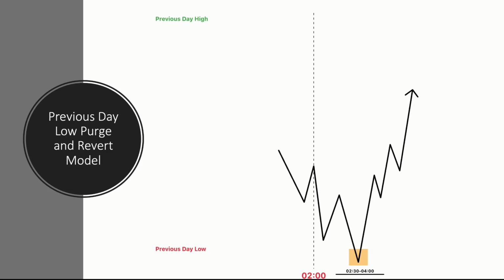Now we're going to take a look at the previous day low purge and revert model, where we see that around 2 a.m. a manipulation leg begins, and the market draws towards the previous day low. The moment that the previous day low gets dispersed during 2:30 to 4, we're looking for signs of a smart money reversal occurring below that low. From there on, we want to see price trade back above the previous day low to confirm a lower time frame change in the state of delivery, and from there on, we want to see a buy program unfold towards the previous day high if the higher time frame order flow is bullish.